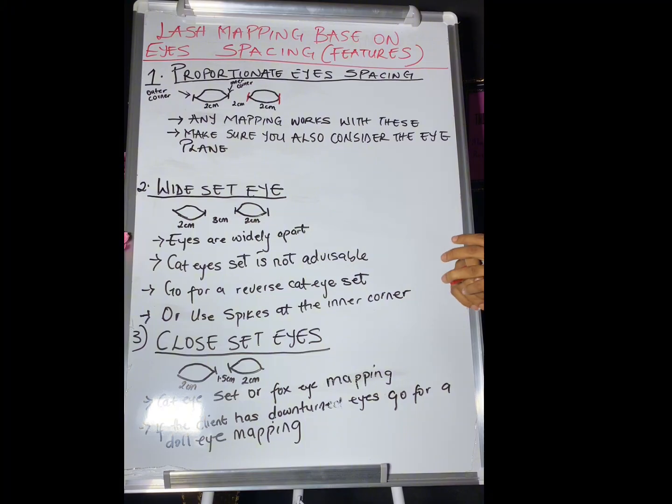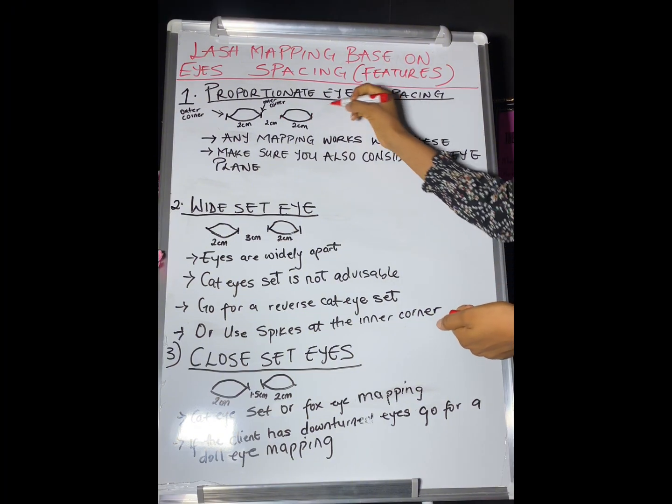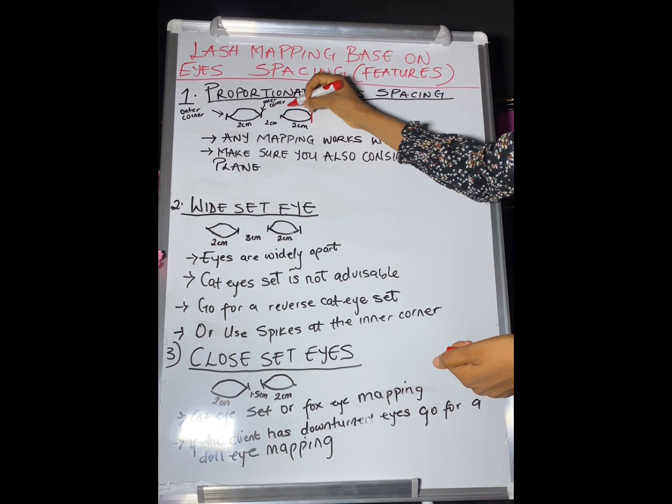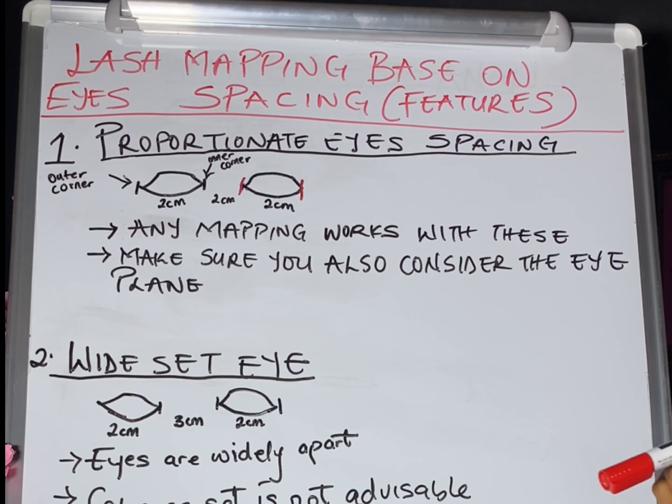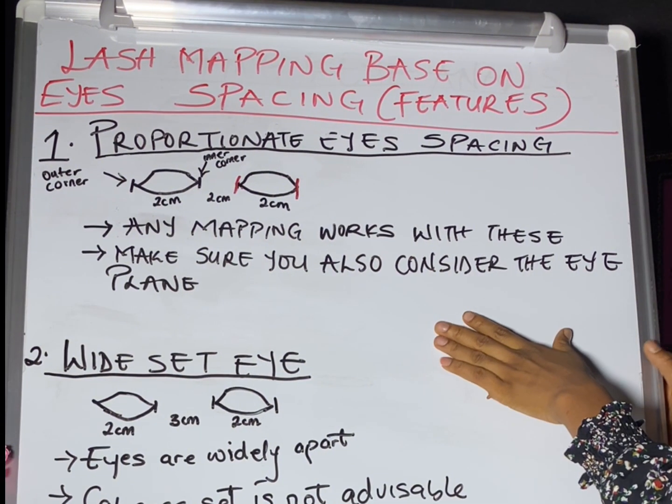So when mapping a client, the first thing you have to consider is the eye spacing. Why? Because the eye spacing automatically rules out some kinds of mapping. Firstly, we're going to be looking at the proportionate eye spacing.